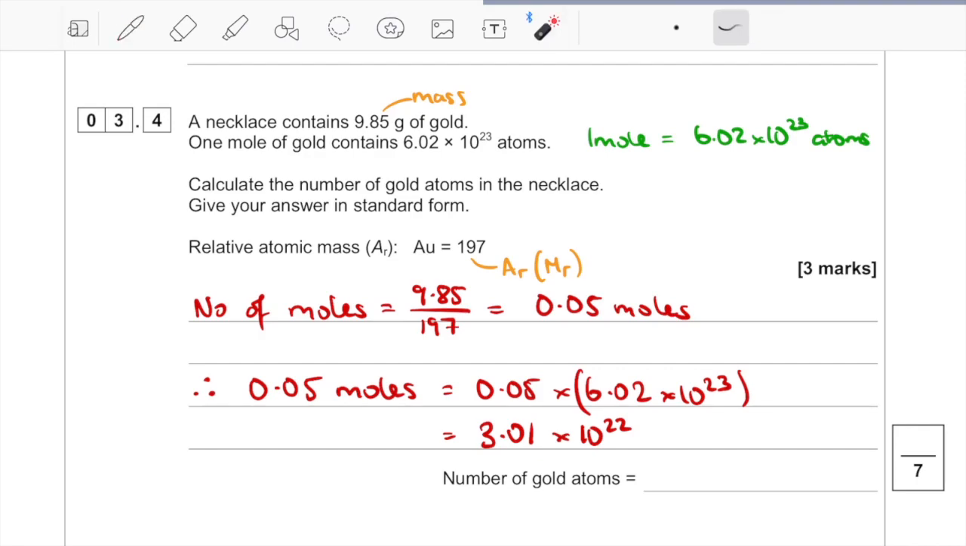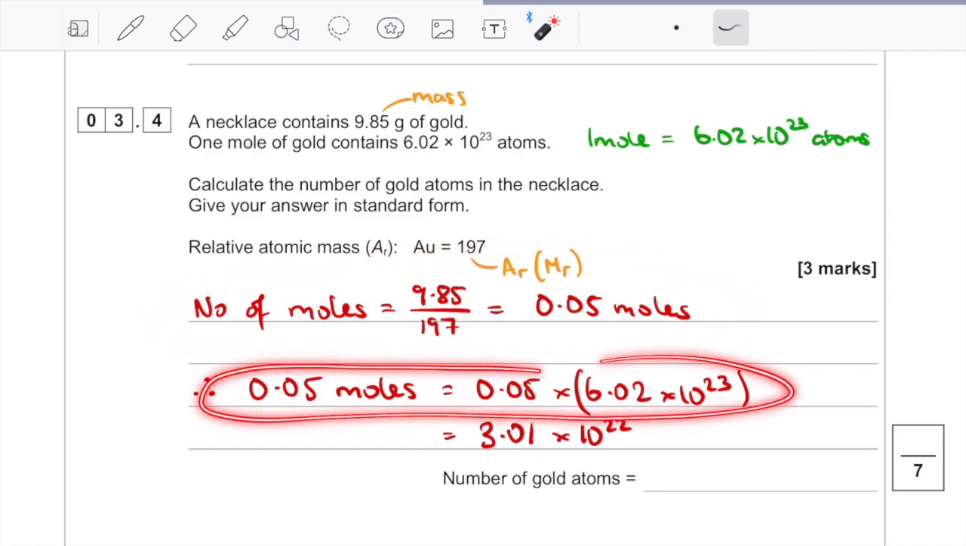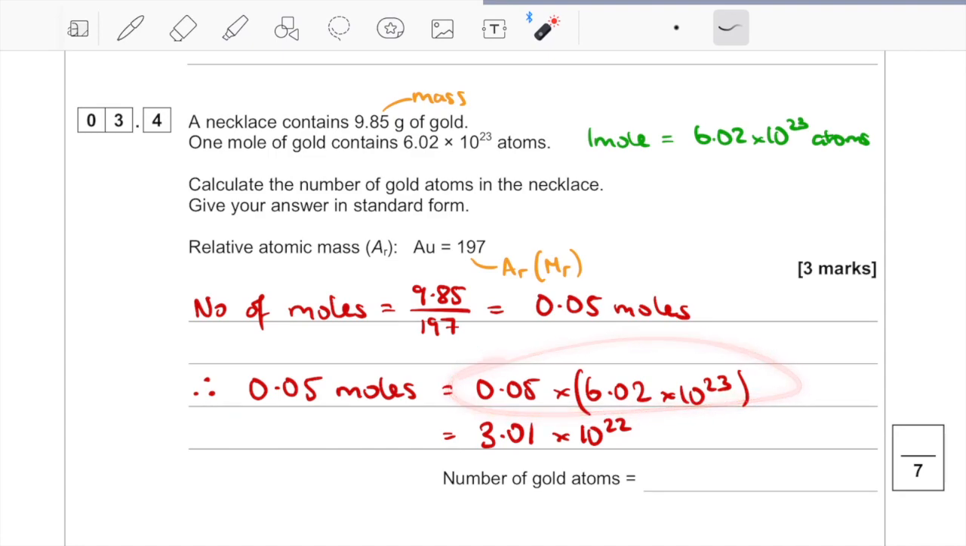So we would have got 1 mark from doing this calculation, 1 mark from knowing this is what we then had to do, and then 1 mark in the end. They've asked us to give the answer in standard form, so we have to make sure that we give the answer in standard form. So that's where the marks come from. We have got 1 mark, 2 marks, 3 marks.